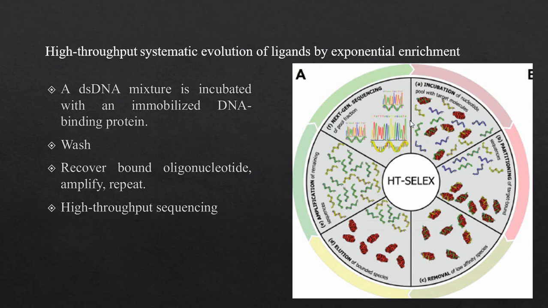The second one is high throughput sequencing: high throughput systematic evolution of ligands by exponential enrichment, that is HT-SELEX. A double-stranded DNA mixture is incubated with immobilized DNA binding protein, washed, the bound oligonucleotides are recovered, amplified, and the cycle repeated, and then high throughput sequencing.